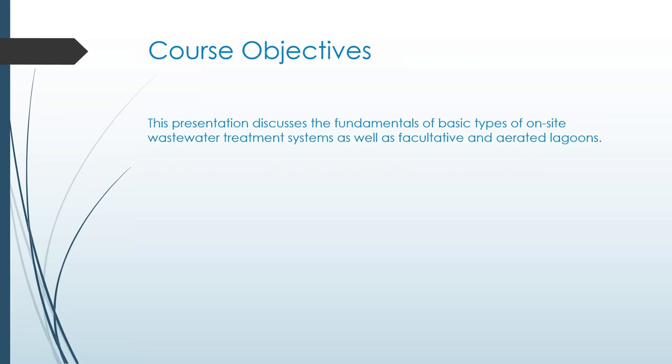As you know, there are many types of wastewater treatment available today, ranging drastically in cost and complexity. Today, however, we will focus on two basic types of on-site wastewater treatment, the conventional septic tank and the aerobic septic tank, also referred to as an aerobic treatment unit. We will also briefly discuss two centralized wastewater treatment options, facultative and aerated lagoons.